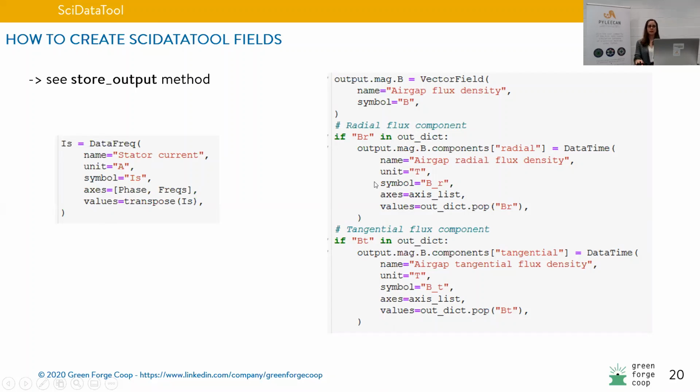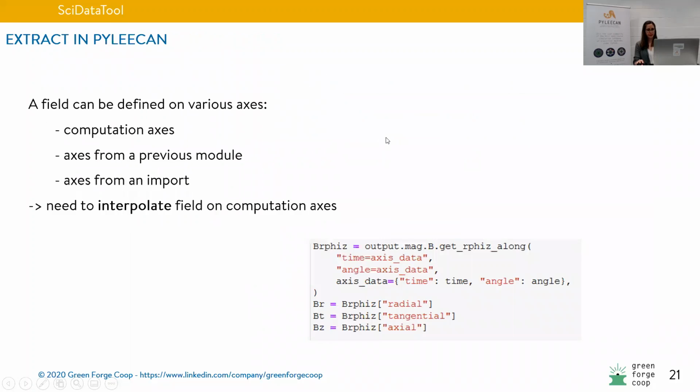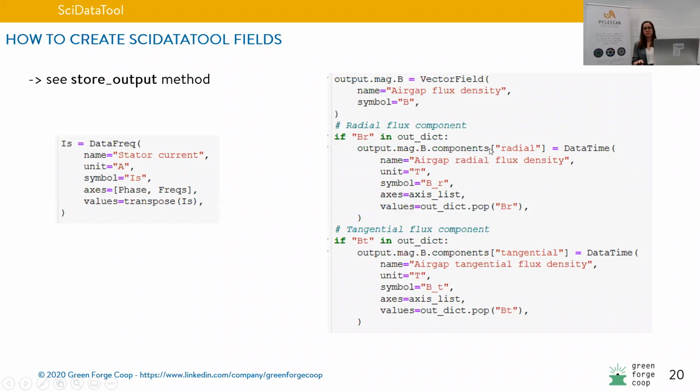On the right, you have the slightly more complicated case, when you have a vector field. So each component is a data time or data freq. So here we have two, for example, a radial component and a tangential component. So you define them exactly the same way as before. And then you need to add them to your vector field object, which is the class, the object that englobes all your components. It's the component attribute, which is a dictionary, which will be filled with radial, tangential. It can also be used with comp X, comp Y, comp Z, or axial. And then it has nice methods to extract the data. I will show you that in a minute.